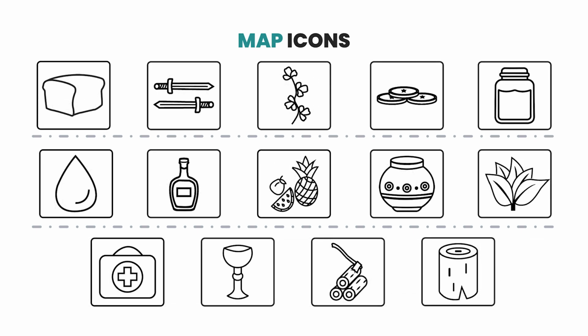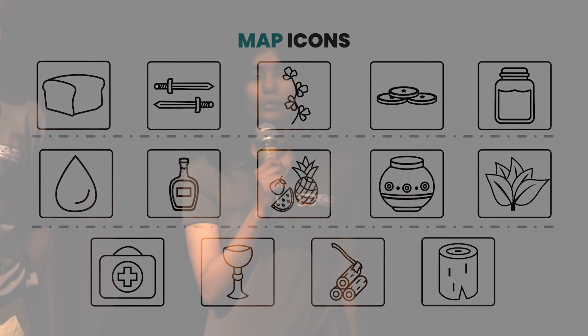As you can see, some of the icons needed for our simulation are not easy to depict using line art. For example, the indigo, the molasses, and the tobacco were pretty challenging, but after many revisions, we finalized the designs that looked most suitable.